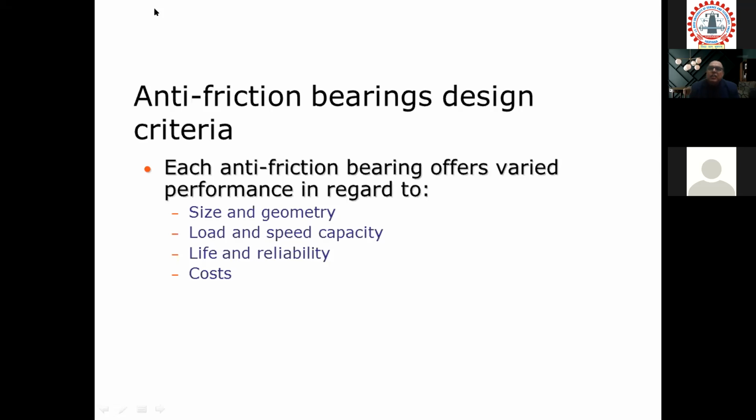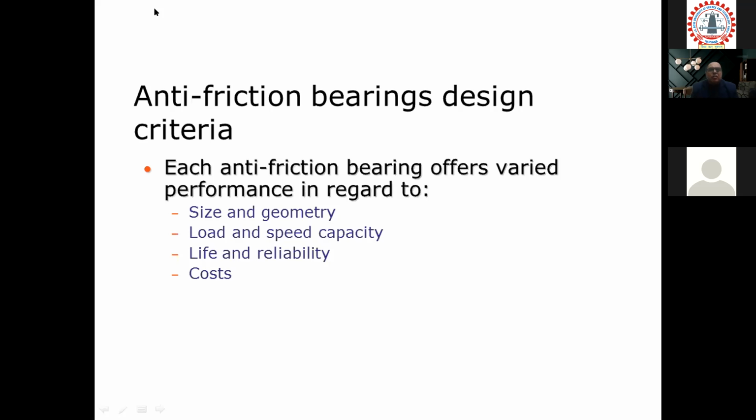If you know the drill which is used in the dental application, that means when you go to a dentist and he does drilling in our teeth, that is running at about 3 lakh rpm. So there are bearings available which are facilitating that kind of speed also. The third criteria is life and reliability.